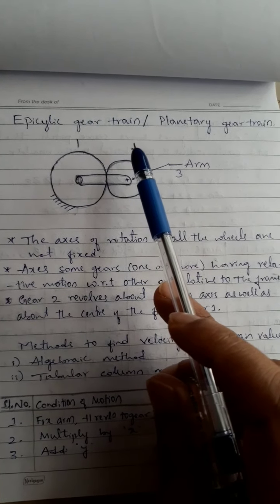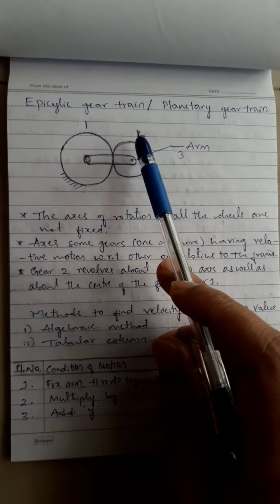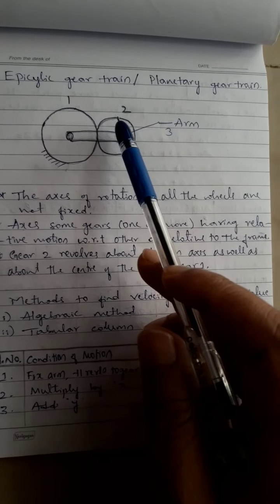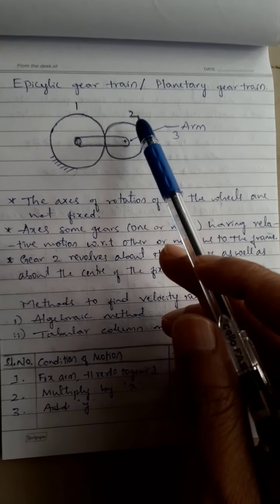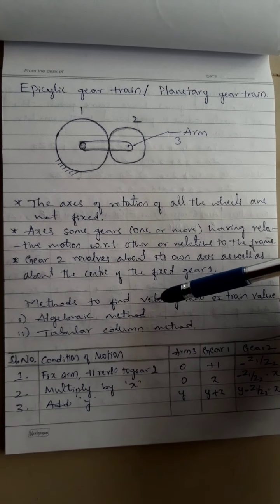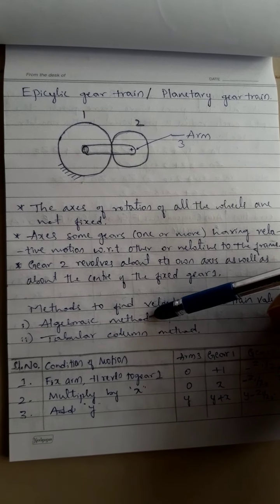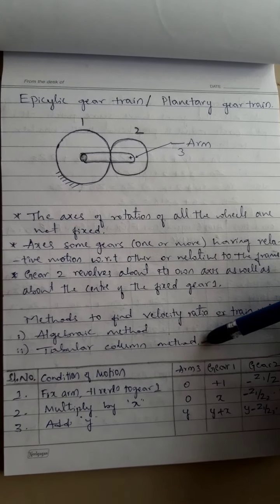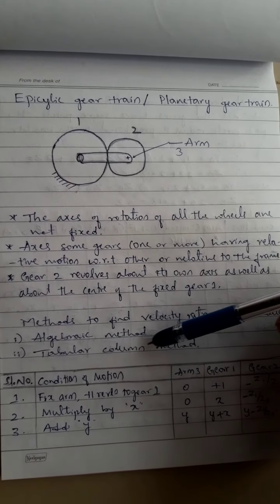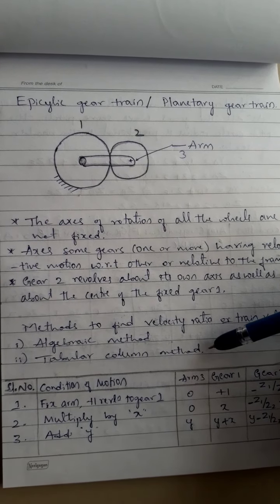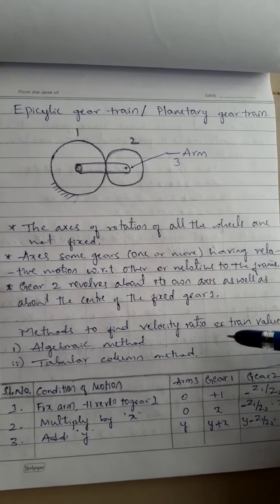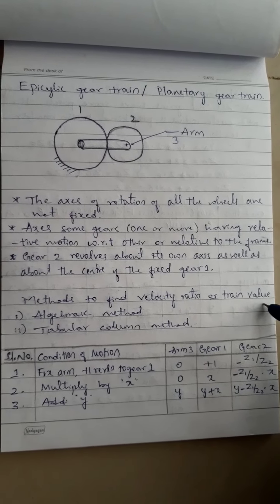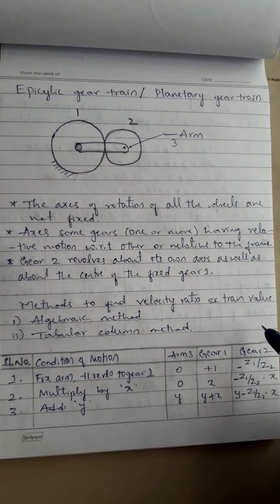To find the velocity ratio and the train value, or the speed of gear 1 or gear 2, we have methods. One is the algebraic method and the other is the tabular column method. Today we will discuss the tabular column method, which is more convenient for solving problems on the epicyclic gear train to find velocity ratio and the train value.